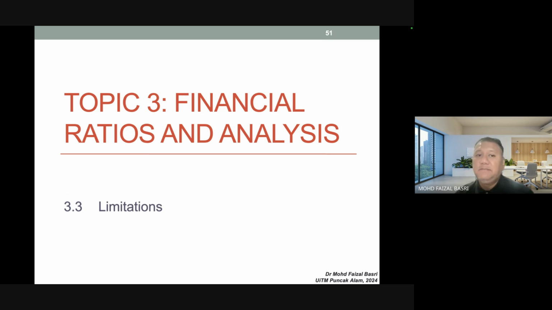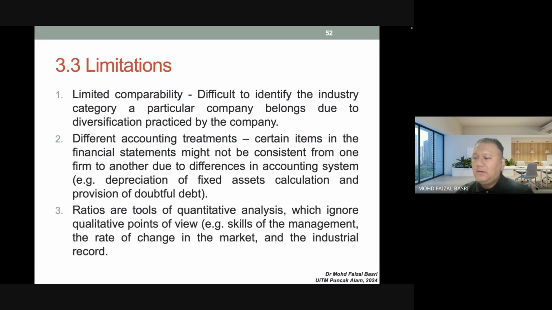And lastly, in terms of limitations, obviously any economic, accounting or finance analysis is not perfect. There are always limitations. For financial ratios, there will be limited comparability if the company is too diversified, a conglomerate for example. If we take the parent company, finding peers with the same diversified industries may be difficult. Therefore, you have to find companies that are comparable within the same industry.